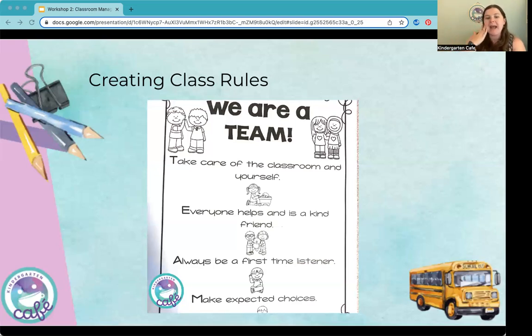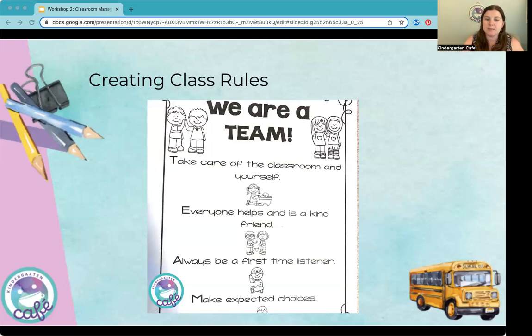These are our rules. And I like it, if you hadn't noticed already, that it spells out team. I'm pretty proud of myself for that. I think that's pretty clever. Take care of yourself. Everyone is kind. Always be a first-time listener and make expected choices. Another rule that I had that I really liked was take care of yourself, take care of others, take care of the classroom. Just very simple, but encompassing.